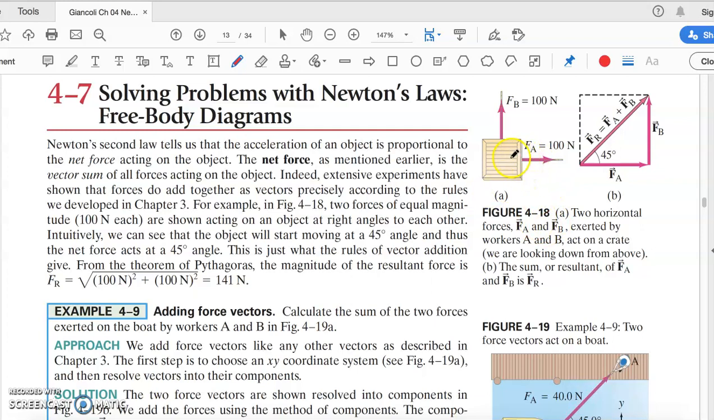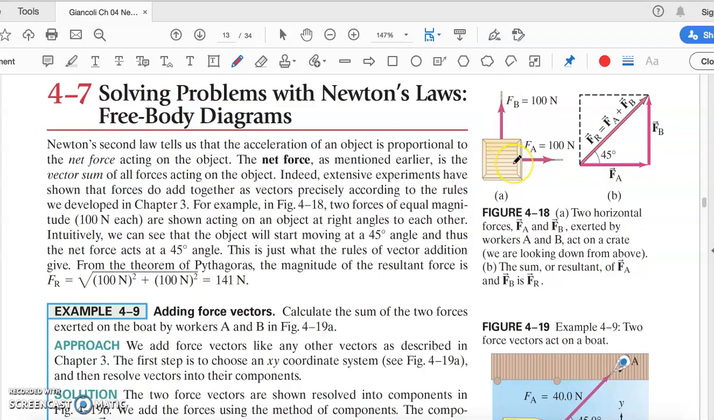But if you see here, now we are reviewing two-dimensional vectors. We have two forces, and force is an example of a vector, right? So we have two forces acting on the object. One is to the right, on the x-axis, 100 Newton, and the other is up on the y-axis, which is another 100 Newton.